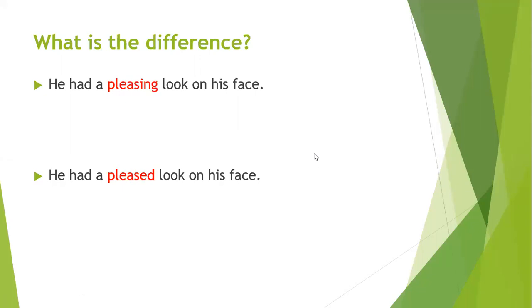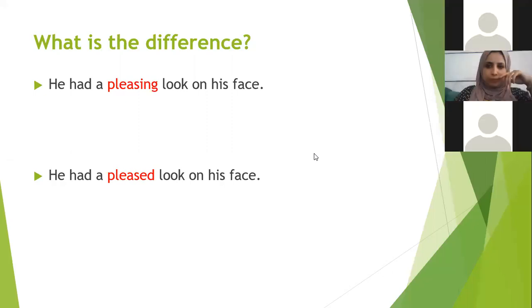Okay. Come again. I lost it. Sorry. Repeat. The first one, he had a pleasing look on his face, which I think means he had a funny face, and his friends were pleased. And the second one, he had a pleased look on his face. He looked pleased. Okay. Thank you, Faris.